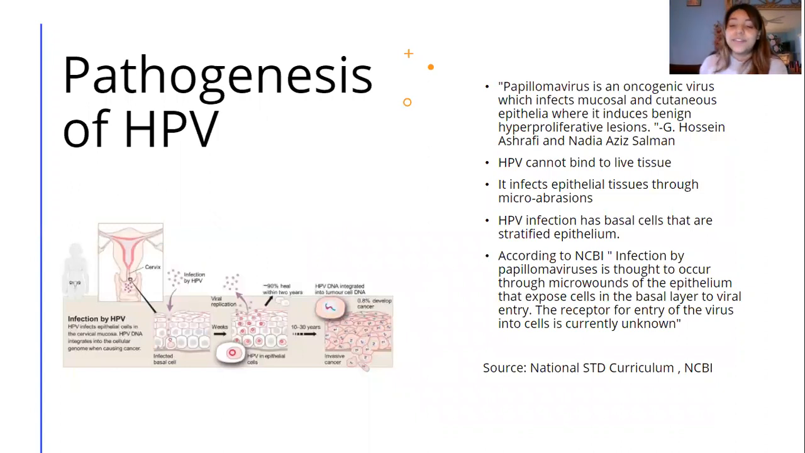So here we're going to talk about the pathogenesis of HPV. The papillomavirus is an oncogenic virus which infects mucosal and cutaneous epithelia, where it induces benign and hyperproliferative lesions, quoted by Hossein Ashrafi and Nadia Azizi Salman. HPV cannot bind to live tissue. It infects epithelial tissues through microabrasions. HPV infection has basal cells that are stratified epithelium. And according to the NCBI, infection by papillomavirus is thought to occur through microwounds of the epithelium that expose cells in the basal layer to viral entry. The receptor for entry of the virus into cells is currently unknown.